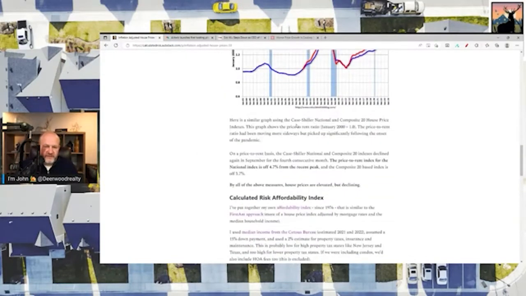Here's a similar graph using the Case-Shiller National and Composite 20 House Price Indexes. This graph shows the price to rent ratio. The price to rent ratio had been moving more sideways, but picked up significantly following the onset of the pandemic. On a price to rent basis, the Case-Shiller National and Composite 20 indexes declined again in September for the fourth consecutive month. The price to rent index for the national index is off 4.7% from the recent peak, and the Composite 20 based index is off 5.7%. By all of the above measures, house prices are elevated but declining.